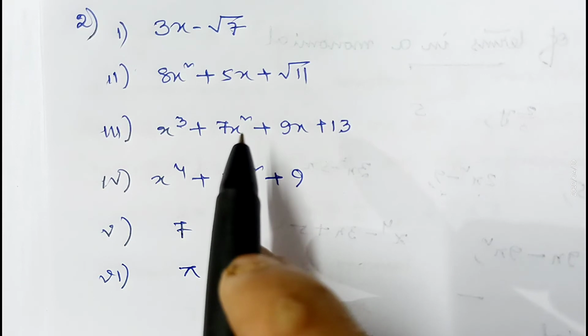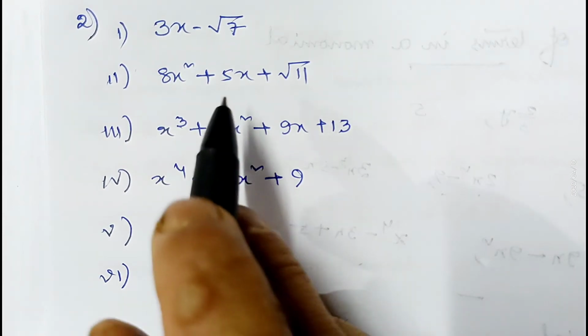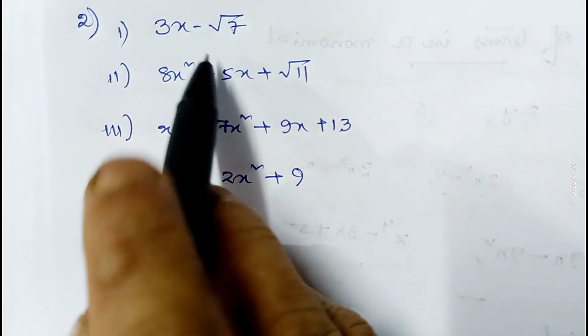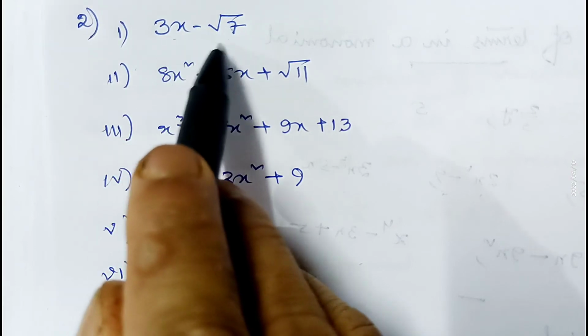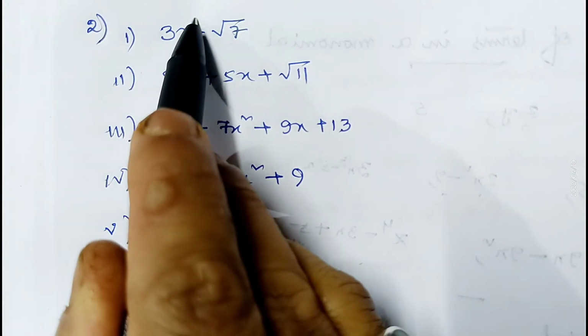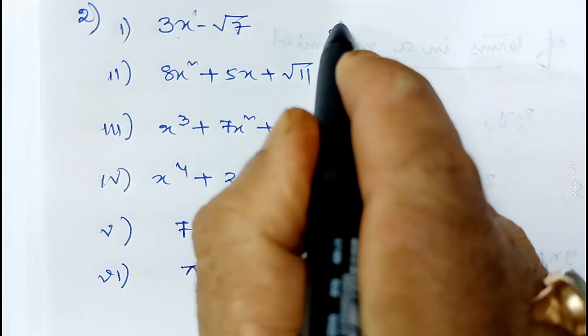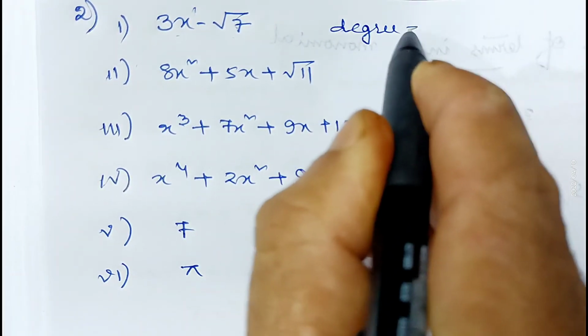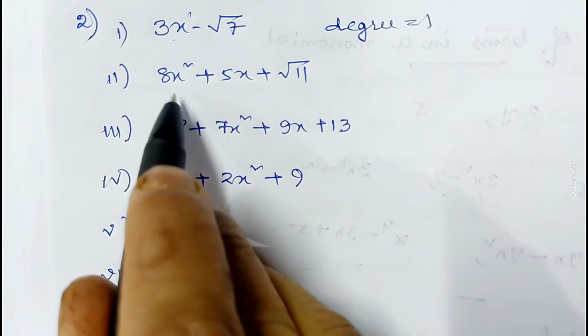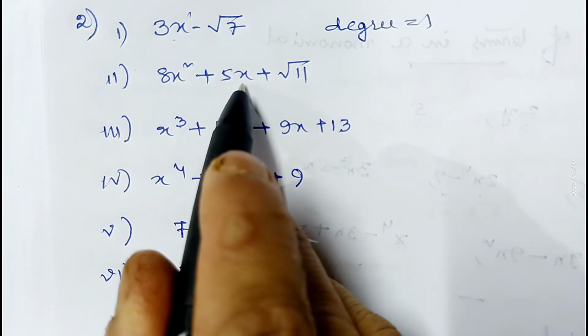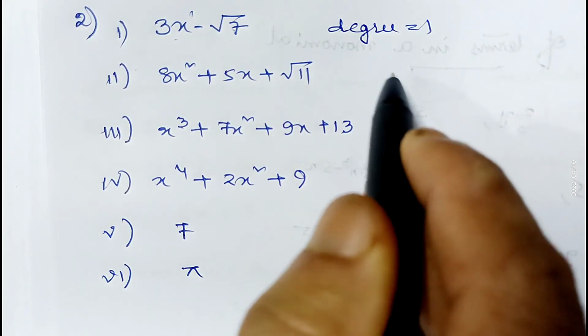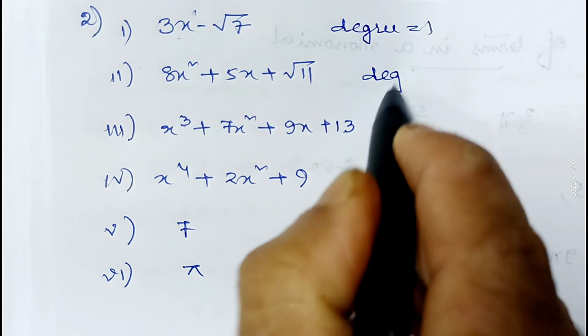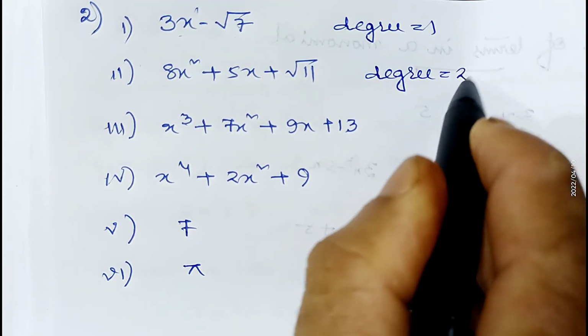Now in question number 2, we have to find the degree of each of these polynomials. In the first case, the variable is x and the maximum power of x in this polynomial is 1. Therefore, degree in this case is 1. In this case, the power of x is 2 and here the power of x is 1. That means degree is 2 because we know degree is the maximum power of the variable.